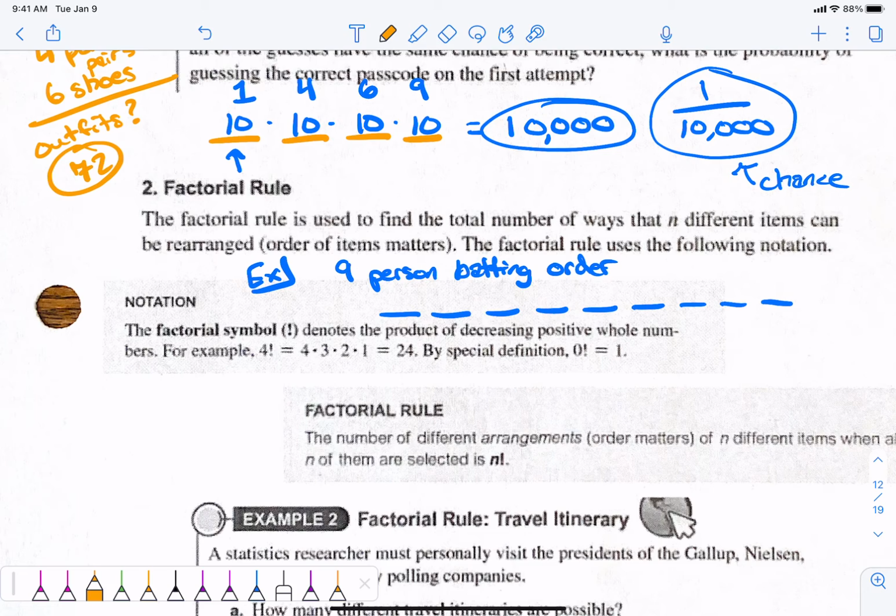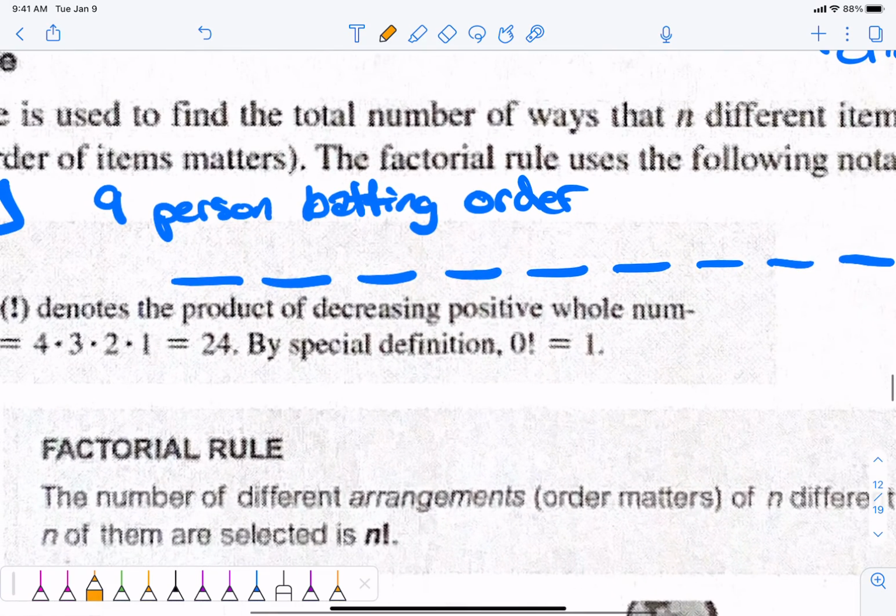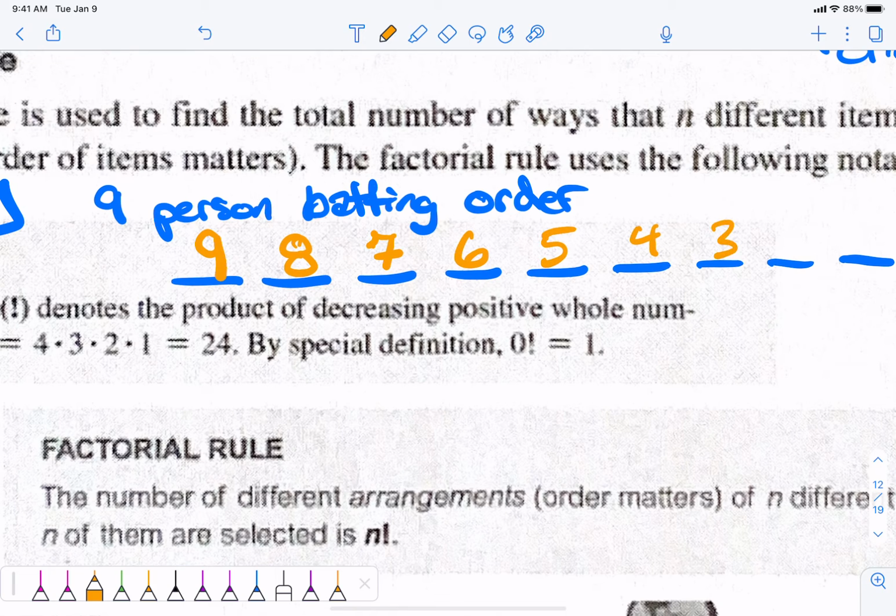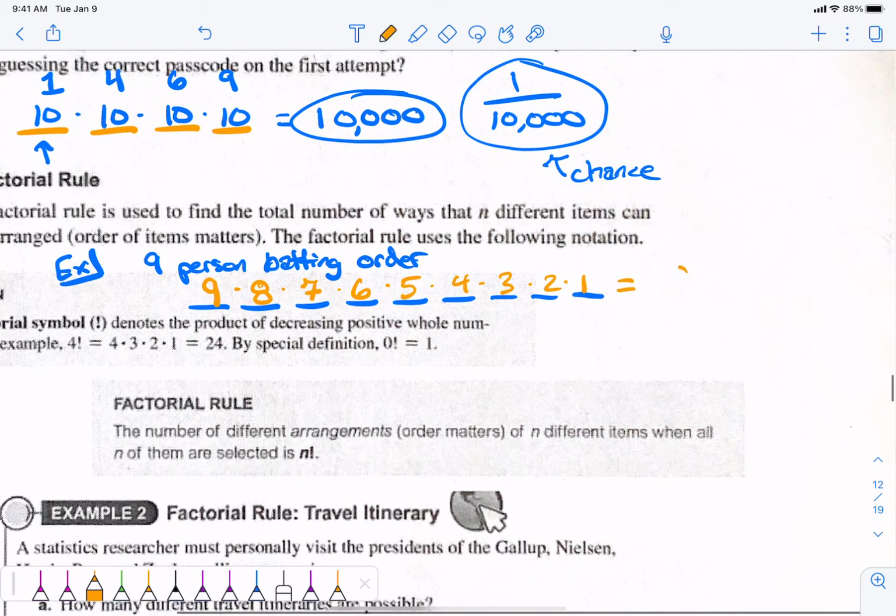So how many people could be chosen first as the first batter? 9. Now that one person has been chosen, how many people could be chosen for the second batter? 8, right? And then 7 people could be chosen. 6, 5, 4, 3, 2, 1. And we multiply all those together. But before you start doing that, that is the same thing as 9 factorial, okay? You have a factorial button on your calculator, and you need to locate it. It's an exclamation point, okay?